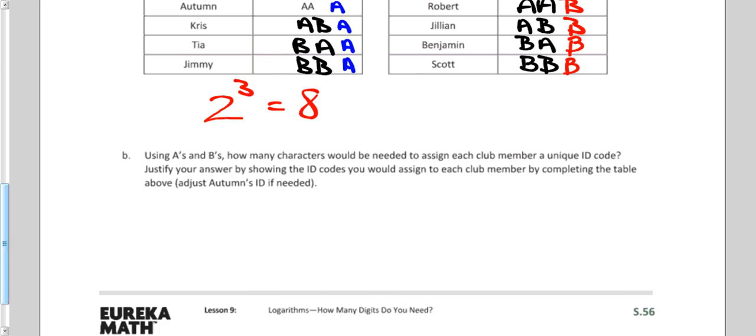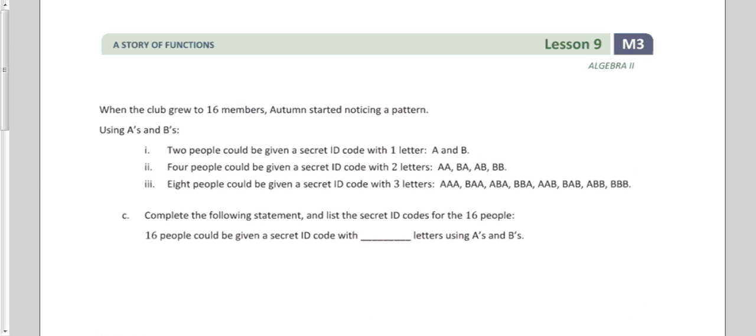All right. Using A's and B's, how many characters would be needed to assign each club member a unique ID code? We just answered that, right? Yeah, 2 to the 3 equals 8. Okay. Now, we just had a major recruitment run in Autumn's club, and we got 16 members now. How many characters do I need to assign each person a unique code?